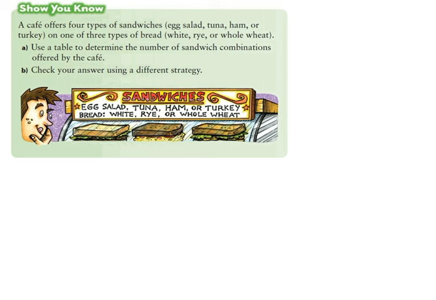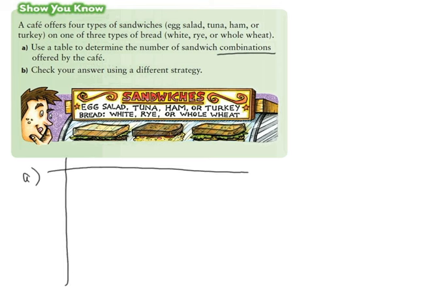Okay, show you know from section 11.2. So a cafe offers 4 types of sandwiches: egg salad, tuna, ham, or turkey, on one of 3 types of bread: wheat, rye, and whole wheat. So the first thing says use a table to determine the number of combinations offered by the cafe.